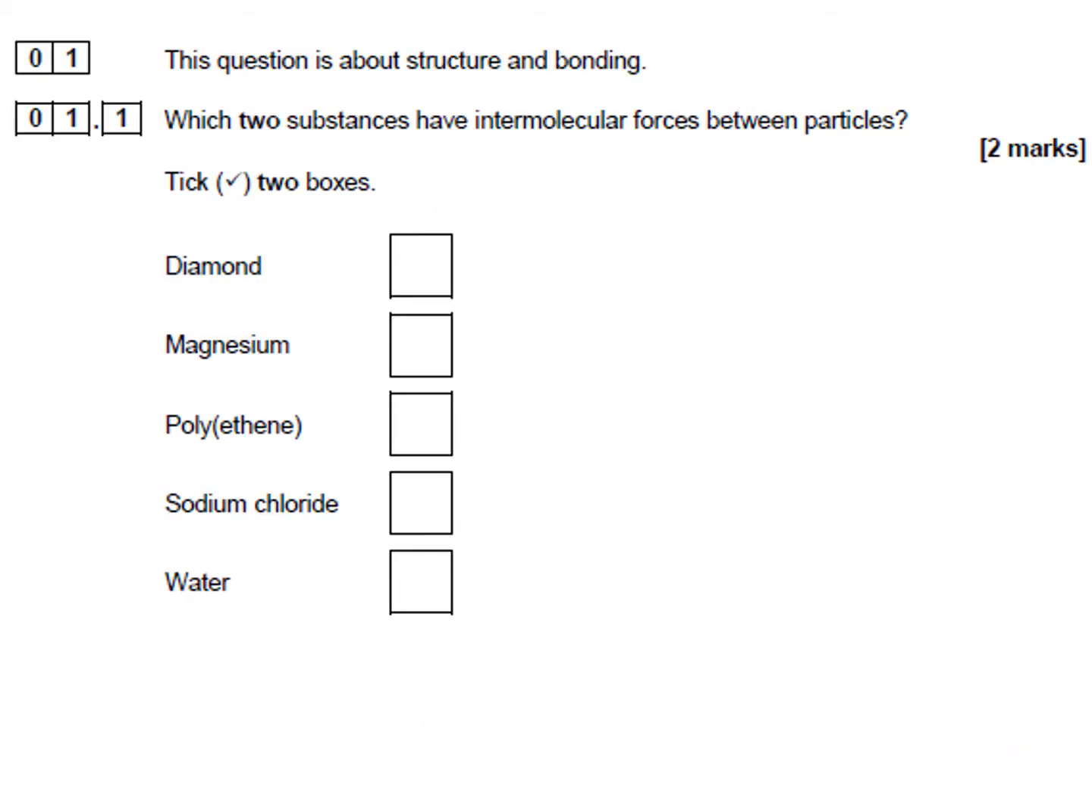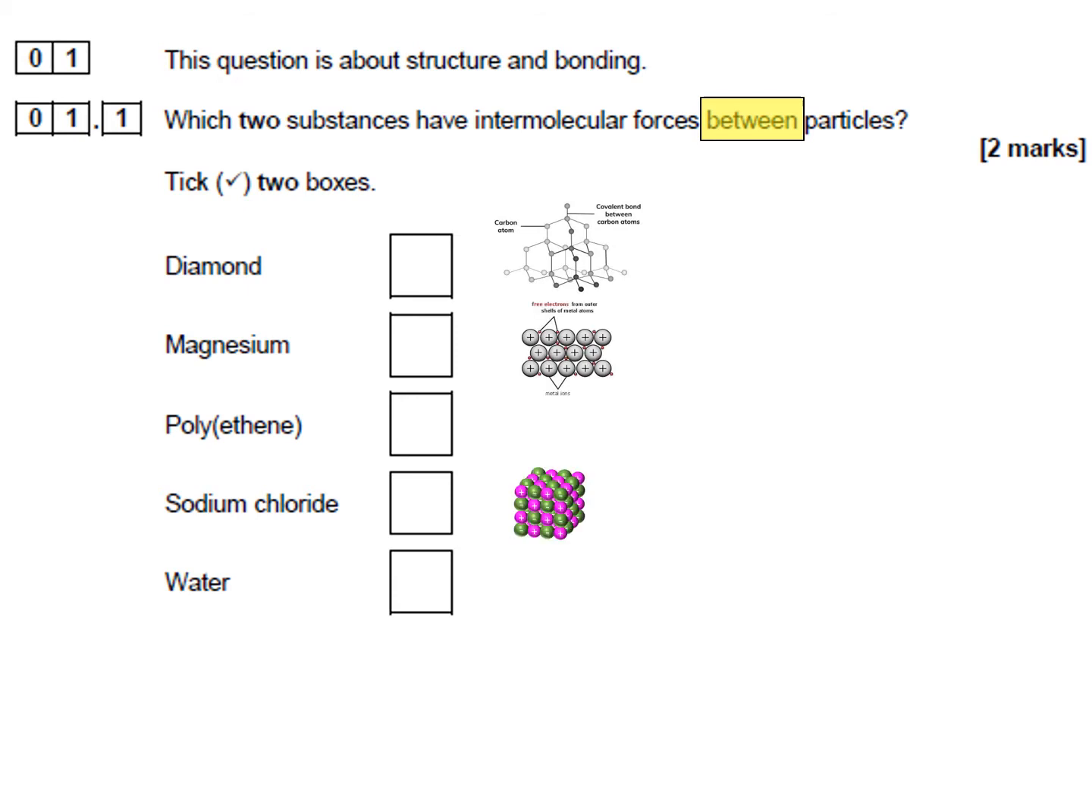Okay, so starting at the very first question, it's talking about structure and bonding, and it's talking about intermolecular forces between particles. So first of all, if it's between molecules, intermolecular, then you must be looking at simple covalent bonding. Okay, diamond is giant covalent, magnesium is metallic, and sodium chloride is giant ionic, so it can't be any of those.